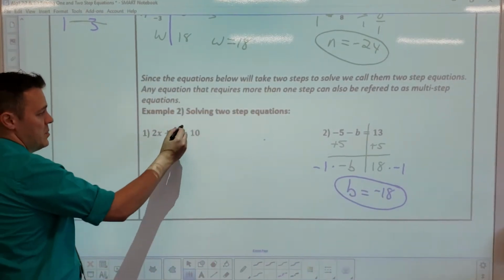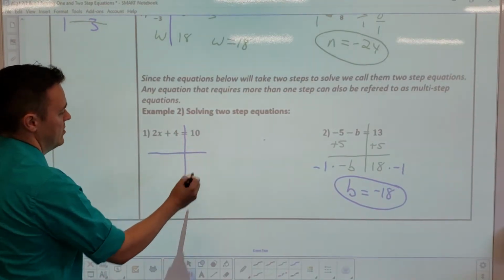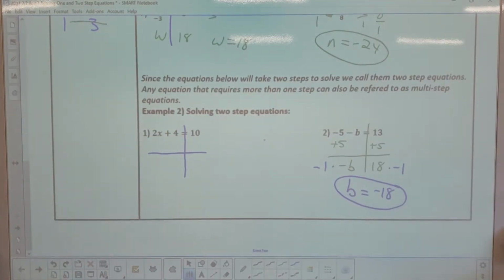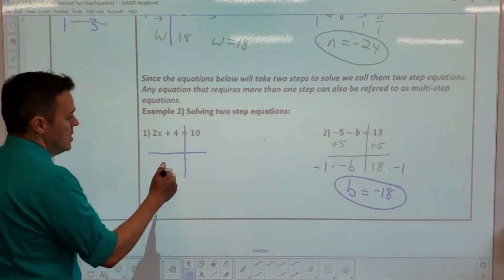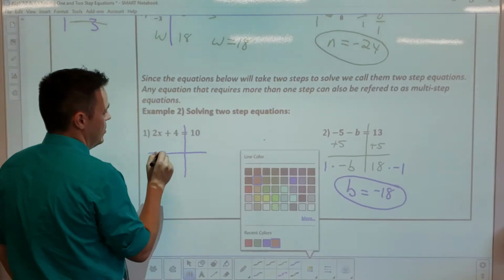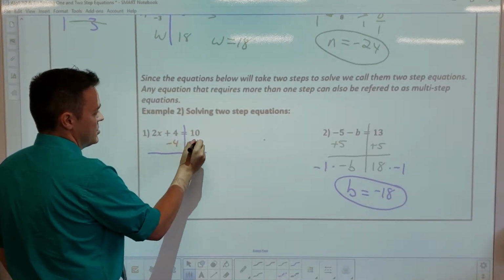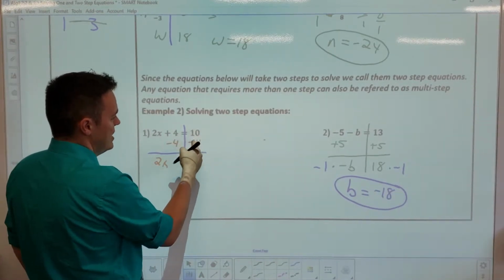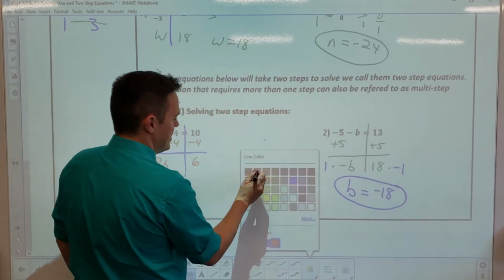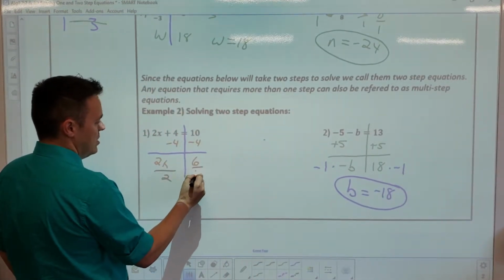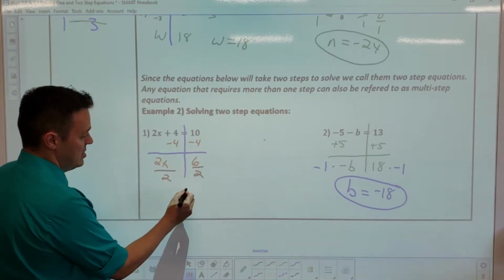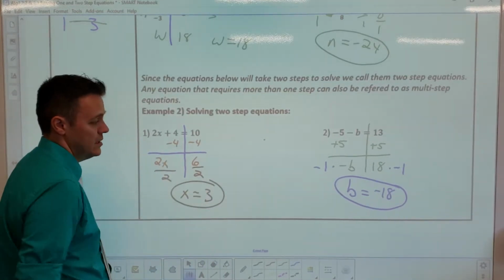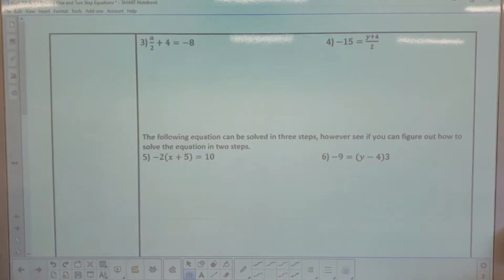You guys try this one. Remember, start here, split it in half, move something first. All right. What you want to do, ladies and gentlemen, is move the 4 first. Okay? Once you move the 4 over, then this is going to be 2x. That's 0, so I don't care. 10 minus 4 is 6. Then your next step, ladies and gentlemen, is going to be 2 divided by 2, because that's multiplication, opposite is division. X equals 3. Okay? Pretty simple setup. Make sure you guys understand.